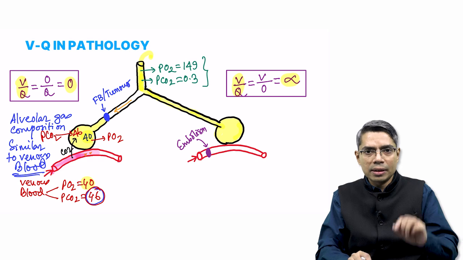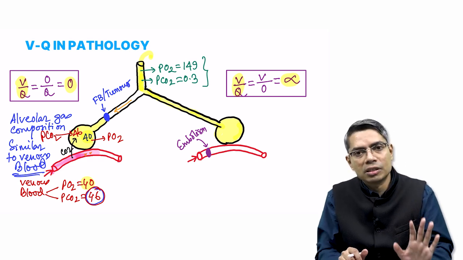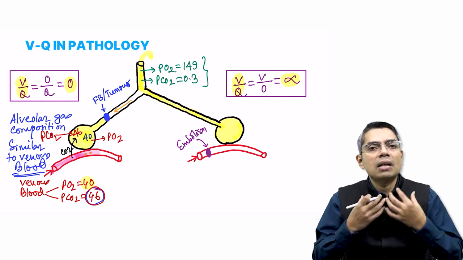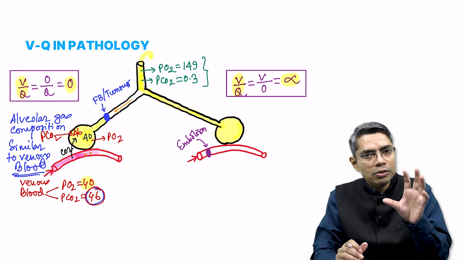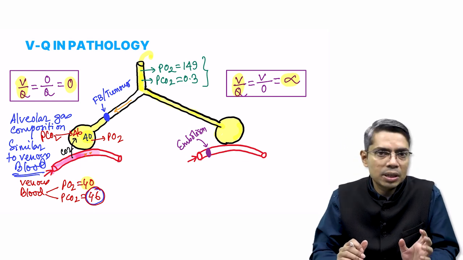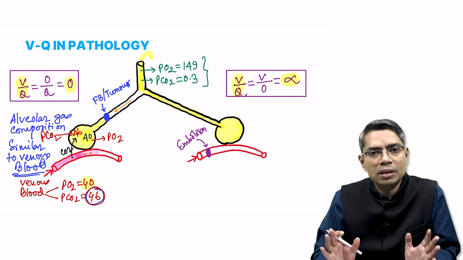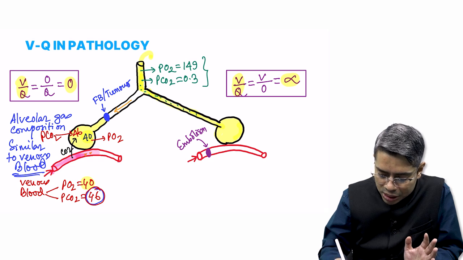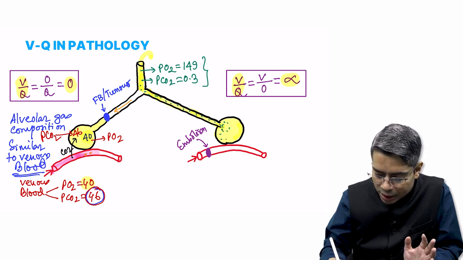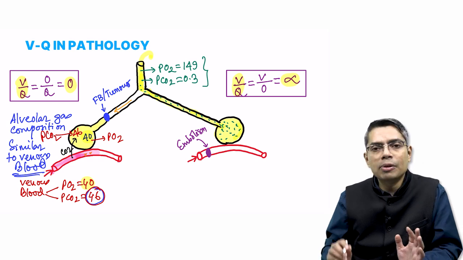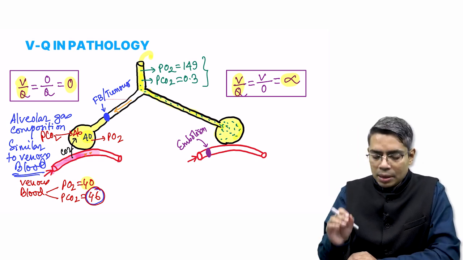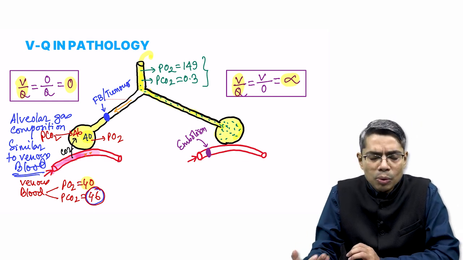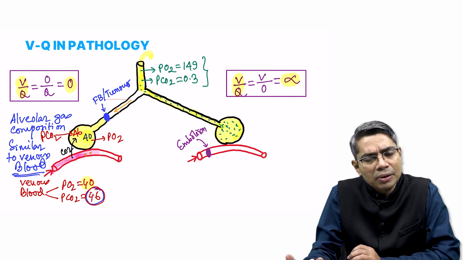Where these numbers are coming from, you will understand later on. For the time being, just remember that the partial pressure of oxygen and carbon dioxide at the level of this upper airway conducting zone, oxygen is 149 millimeter of mercury, carbon dioxide is almost 0, that is 0.3 millimeter of mercury. All that oxygen and carbon dioxide is going to reach the level of this alveolus. But this oxygen and this carbon dioxide are not going to exchange with the capillary blood, because no blood is flowing here.